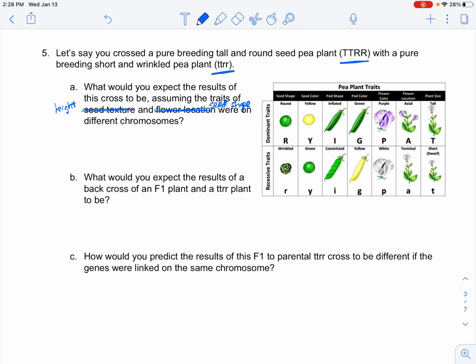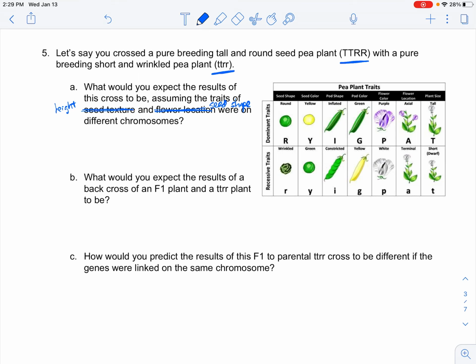Okay, so you should probably be able to do this. What would you expect the results of this cross to be, assuming the traits of height, because we're talking about tall or short, and seed shape, because we're talking about round or wrinkled, are on different chromosomes, which is what they are? So this is kind of what we've done previous to this week.